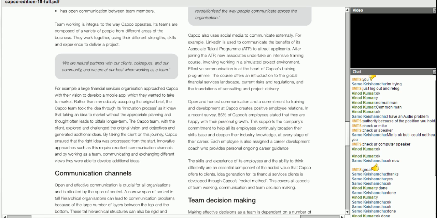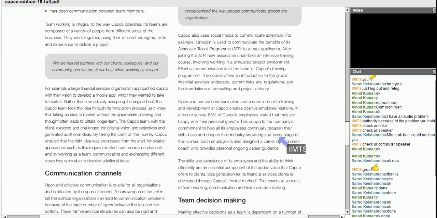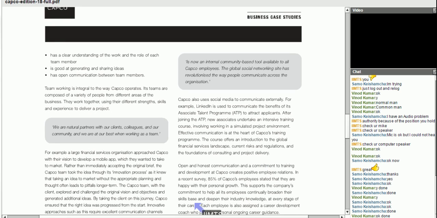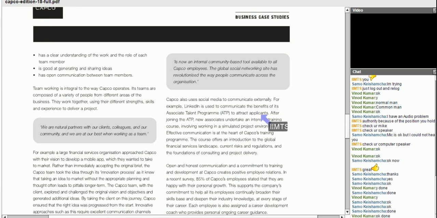Alright. Now we see that this organization also uses social media as a means of advertising. For example, LinkedIn is used to communicate the benefits of ATP, that's the program, to attract applicants. After joining the ATP, new associates undertake an intensive training course involving working in a simulated project environment. So effective communication is at the heart of Capco's training program.